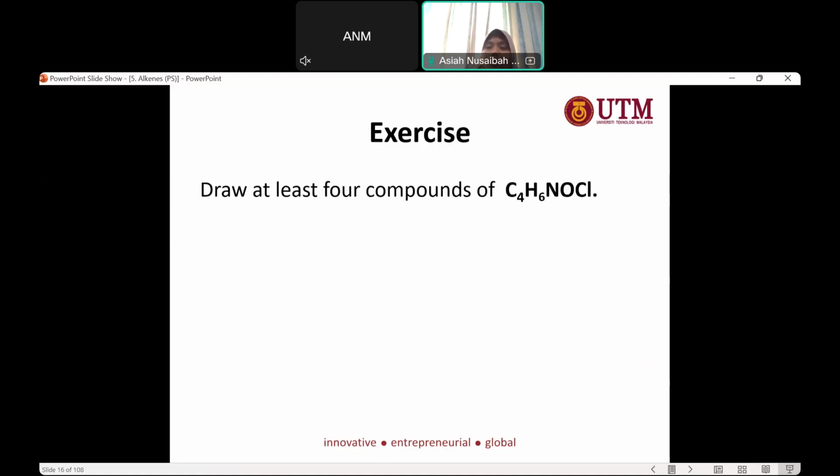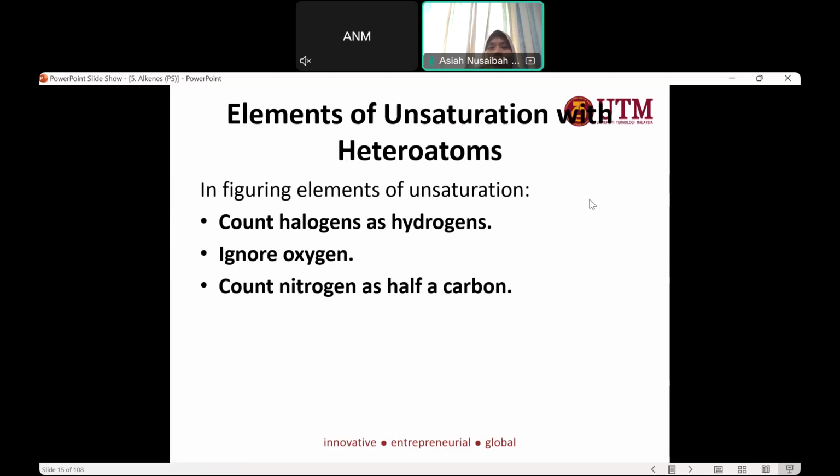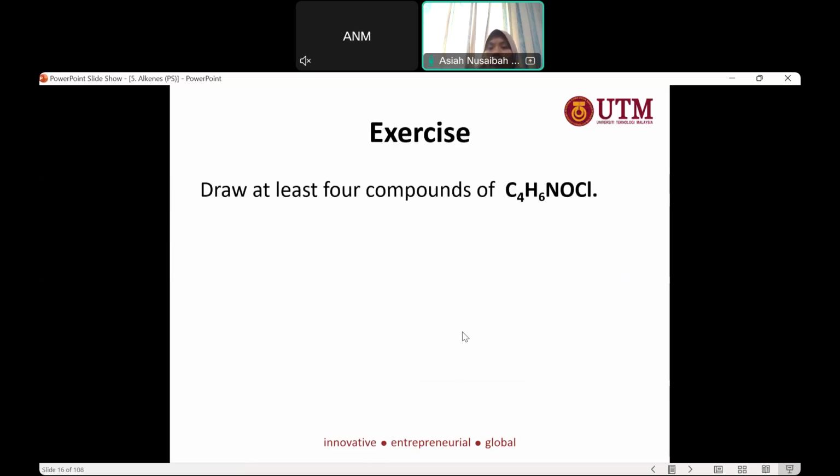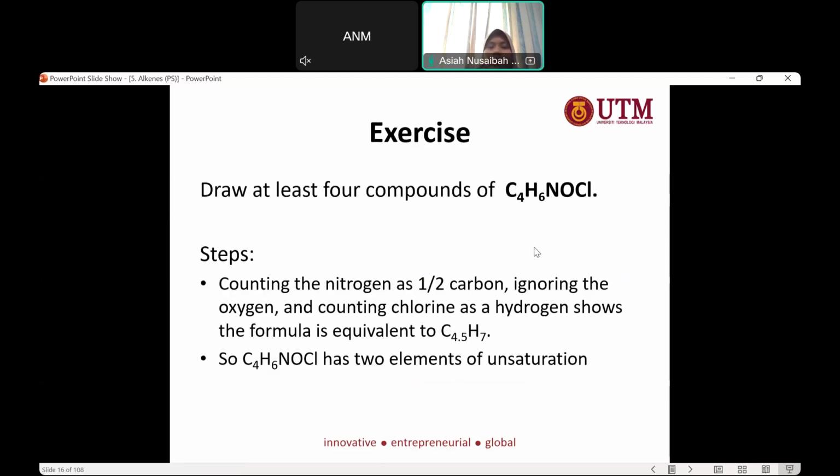Okay, again, we have C4H6NOCl. So we have these 3 new elements apart from hydrogen and carbon: nitrogen, oxygen, and chlorine, which is a halogen. If we have a halogen, we consider it as hydrogen. So 1 chlorine means we add 1 more hydrogen. We ignore the oxygen, so it doesn't matter. And then we have 1 nitrogen, considered as half a carbon. So we can modify this: C4H6NOCl is as if we have C4.5H7. Then we can put it into the formula.